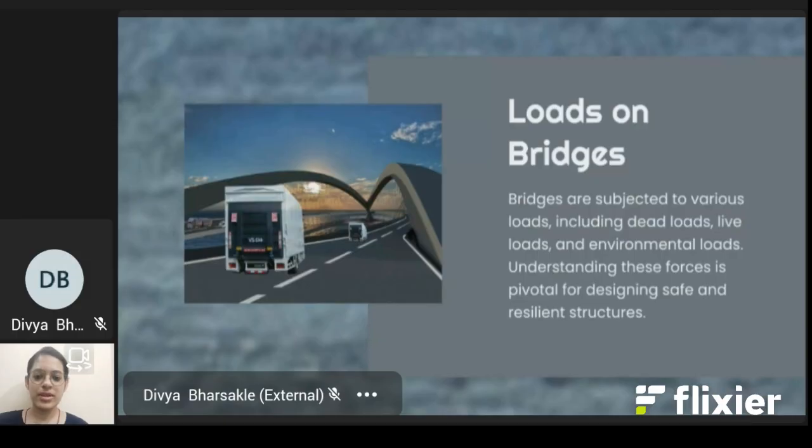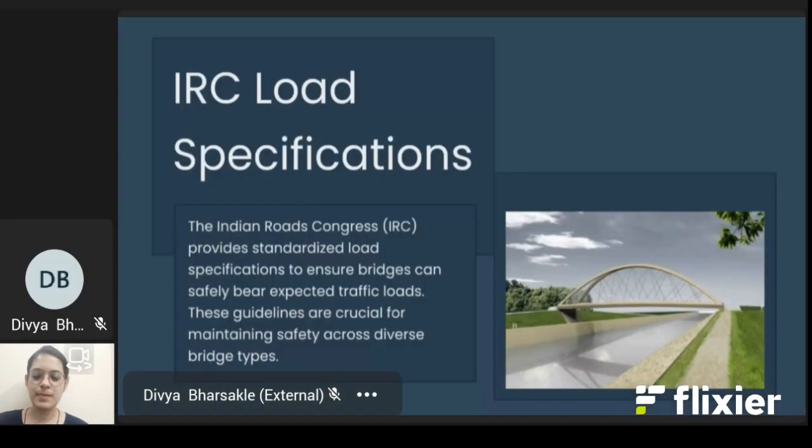Then the loads on bridges, which is the most important concept. There are many various loads including dead load, live load, environmental as well as earthquake. These forces are important for designing safe and structural strength. Then coming to the IRC load specification, which is basically Indian Road Congress, that provides the standard load specification to ensure the safety of the bridges.